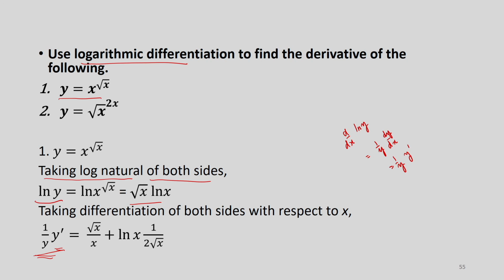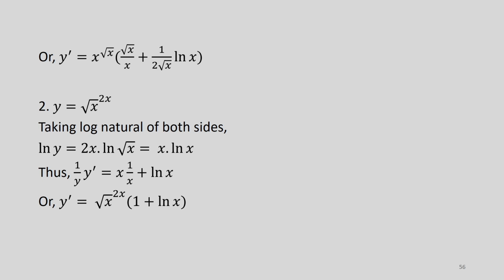On the right hand side, I am taking the derivative with respect to x of this function. I am using the product rule: root over x divided by x plus log of x multiplied by 1 divided by 2 root over x. In the next stage, I have to find y dashed, that is dy dx, so on the left hand side I cannot have this term getting multiplied with y dashed. So I multiply both sides of the equation with y, and that gives me only y dashed on the left hand side. Therefore y dashed is equal to x to the power root x multiplied by root x divided by x plus log x divided by 2 root x. This is the answer.